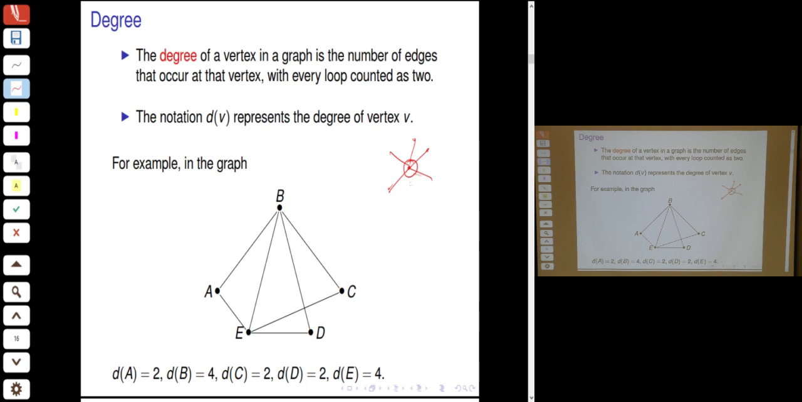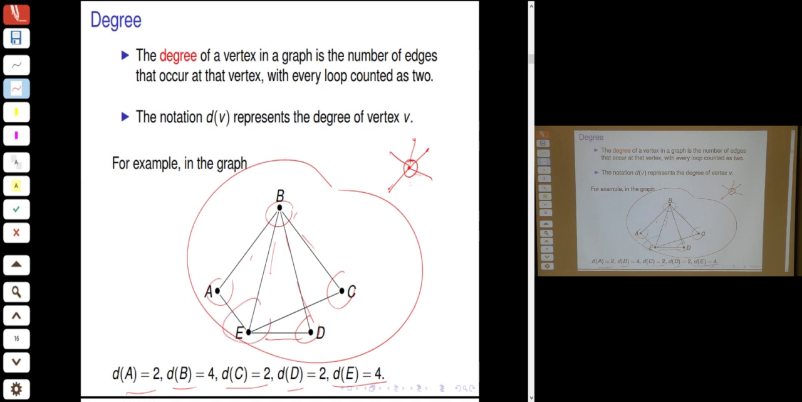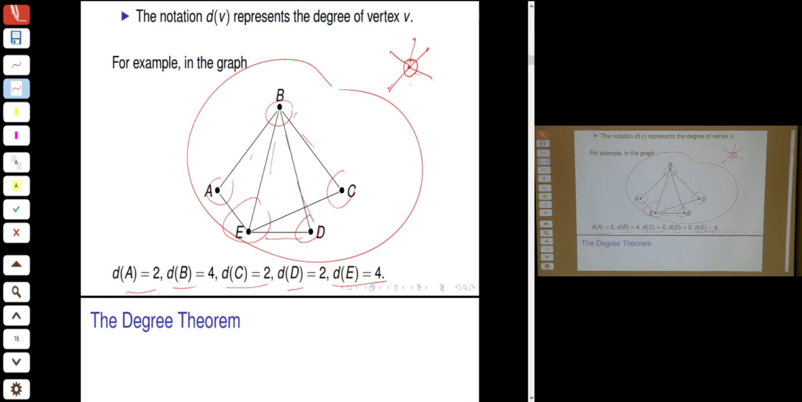So, look at another example. This is this particular graph. The degree of A is 2, degree of B is 4, right? 4 edges are emanating out of it. Degree of C is 2, degree of D is also 2 because there are 2 edges which occur at the vertex D, and degree of E is 4, because there are 4 edges which occur at the vertex. Okay. Any questions?